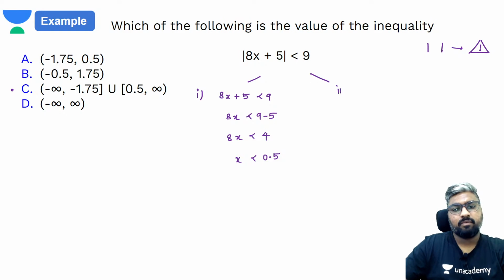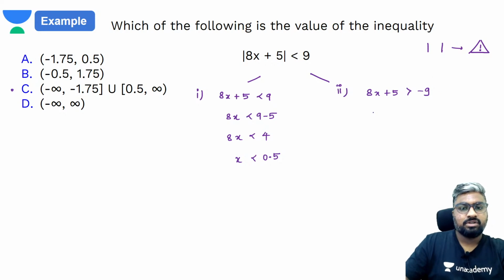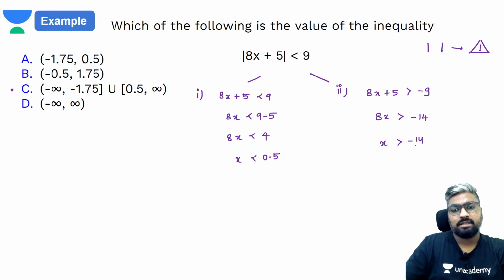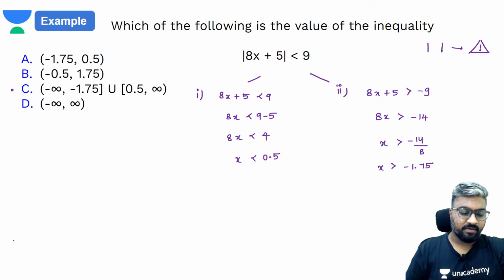The second case will be what? 8x plus 5 is greater than minus 9. Yes, sign will flip and RHS gets multiplied by negative sign. So here what will happen? If I subtract 5 on both sides, I'll get 8x is greater than minus 9 minus 5, which is minus 14, or x will be greater than minus 14 by 8, which is how much? x is greater than minus 1.75. So when you do 14 by 8, that is 7 by 4, 1.75. Yeah. So you have to be very careful here, guys.